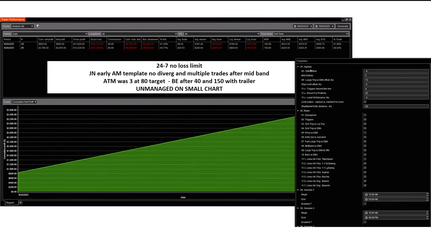But this next setting, what I did is I moved the entry area back 7 ticks. I got rid of the divergence requirement because I'm going to be managing this on my own. And I'm running an ATM that has 3 at 80 and then break even after 40. Same thing, just 3 at 80 instead of 2 at 40. And this is unmanaged on the small chart still. And it made 850 on Thursday and it made 3,700 on Friday.